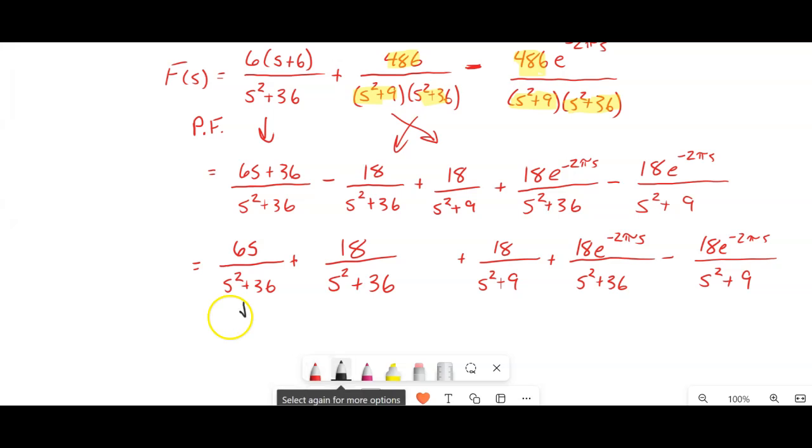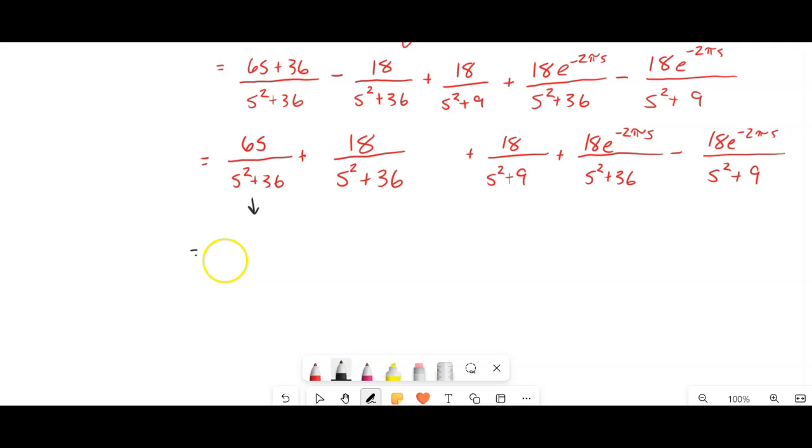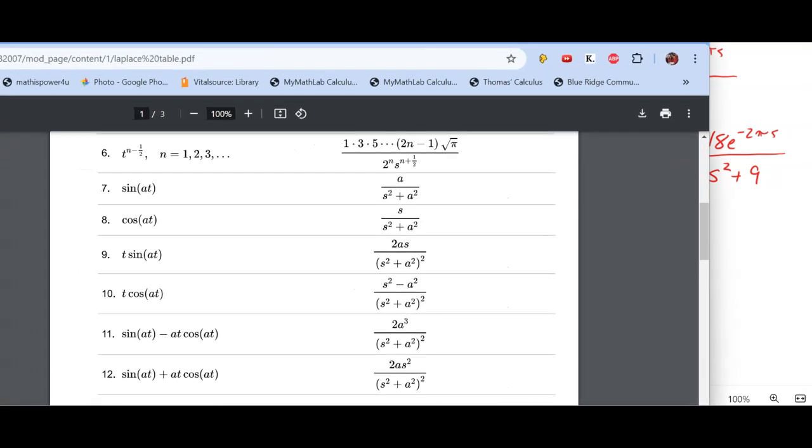So I'm going to switch back. Think of that as changing it to black font. That's like the inverse Laplace transform. So this is 6 cosine 6t. All right, now look at the sine one. It's a over s squared plus a squared. A is, again, 36, so a is 6. So we need a 6 up top.